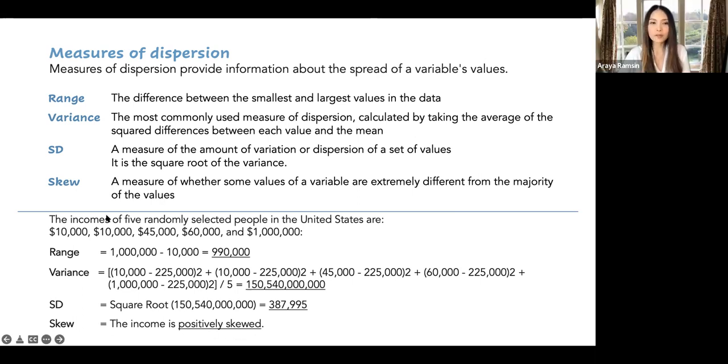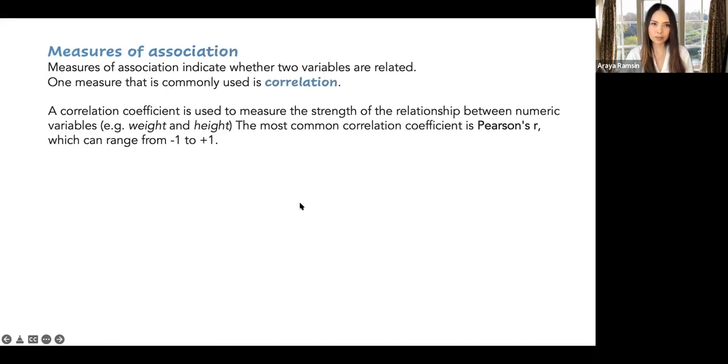I never have to figure out whether it's positively skewed or negative by just looking at the numbers. It will be too complex. But you can tell by looking at some sort of figures that will come out from the SPSS program, for example. Okay, so that is it for the second type of descriptive statistic.